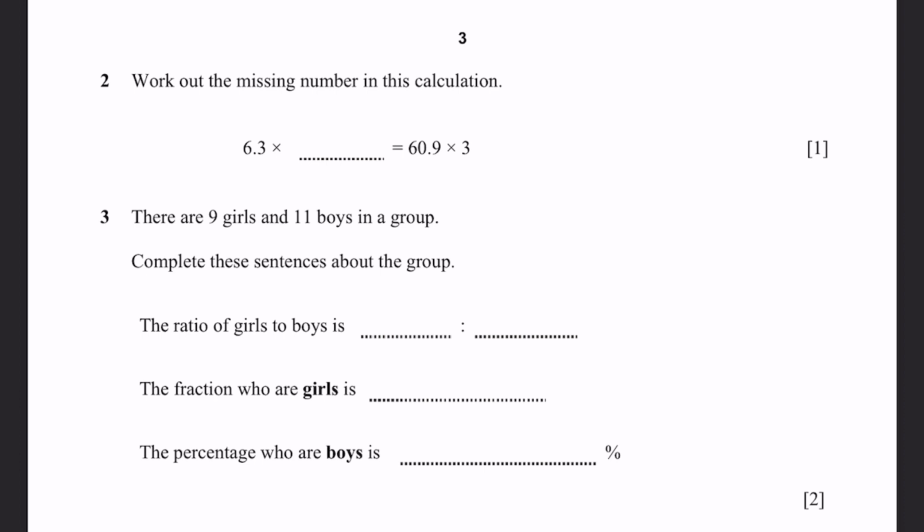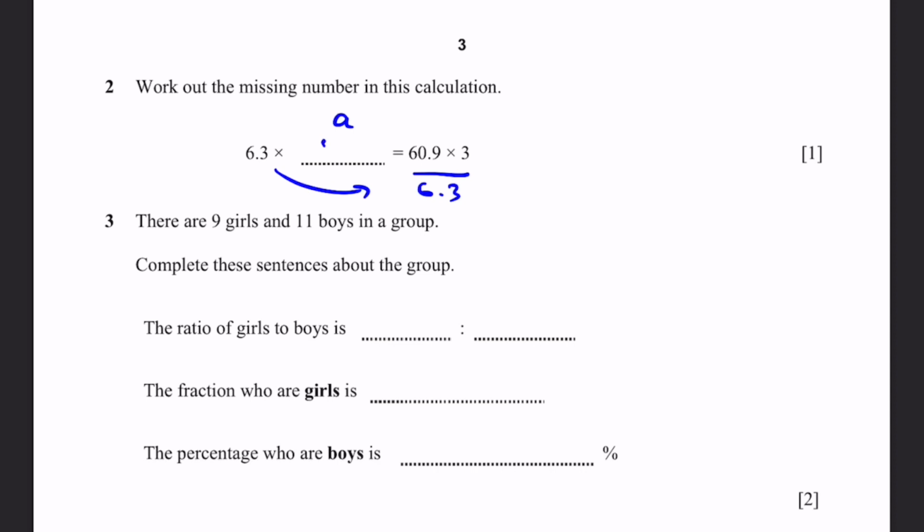Question 2. Work out the missing number in the calculation. 6.3 times dash equals 60.9 times 3. So let's just say this number is a. So a will be equal to, when you bring this to the other side, 60.9 times 3 divided by 6.3. And that would be equal to 29 if we did the calculation correctly. That's the answer.